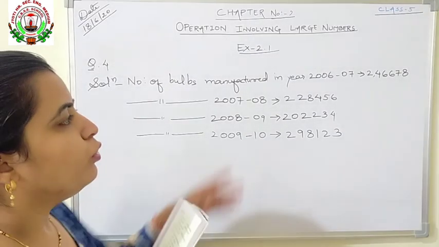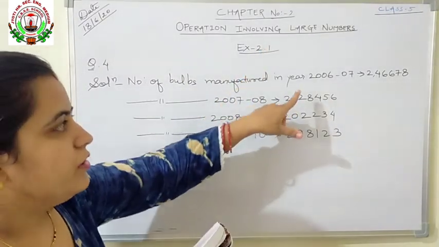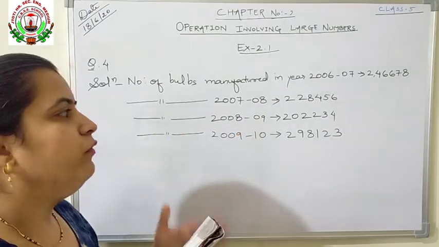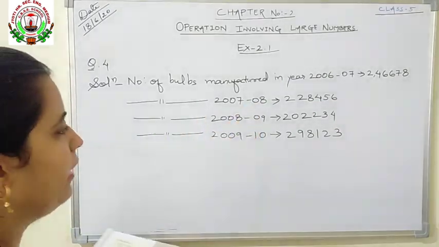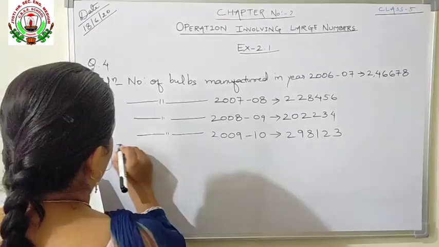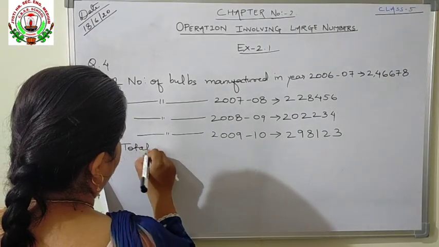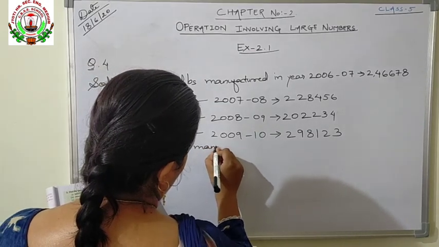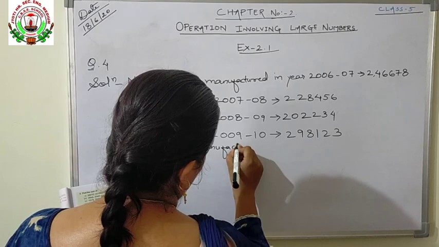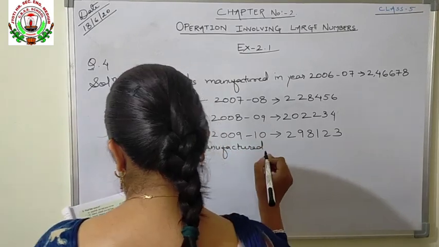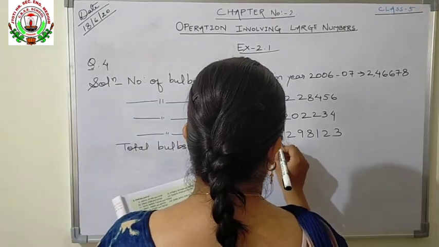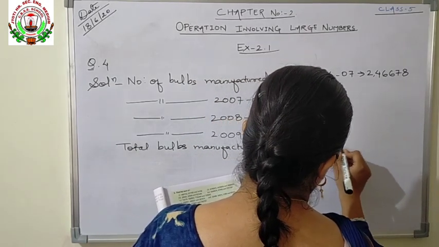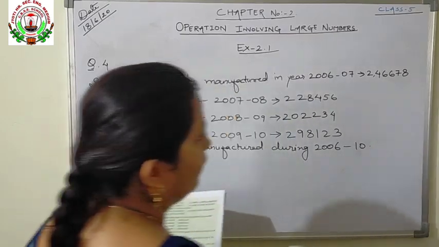So what question is asked? You have to find the total number of bulbs manufactured from the year 2006 till 2010. So what will we do? We will add the following numbers and we will get our answer. So here you will write total bulbs manufactured during 2006 to 2010. We will add.